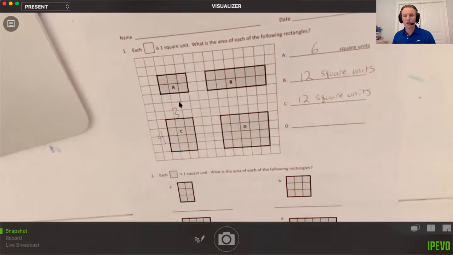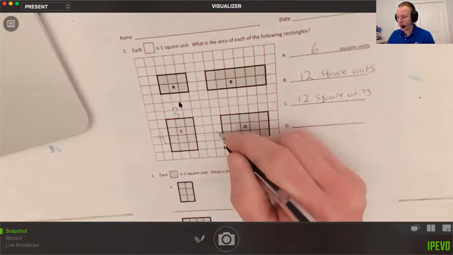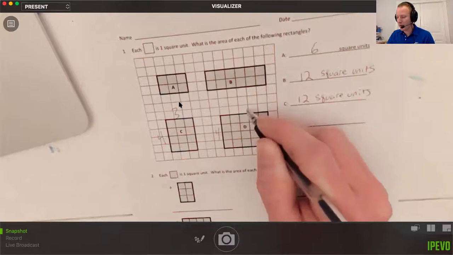So you can double check that there are 12 there. But I'm going to warn you now that that's a less efficient strategy, and it's going to be quicker and more accurate if you just multiply. And the last one has, let's see, 4 on the side, 1, 2, 3, 4, 5 on the top.